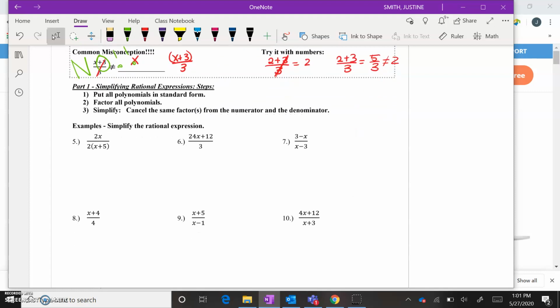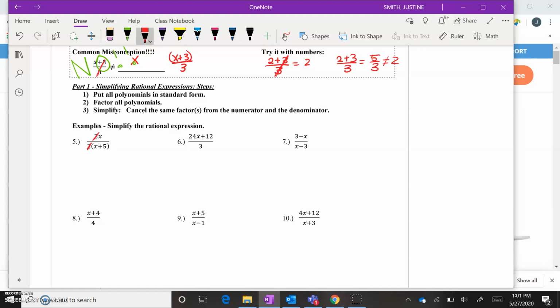Okay, so for part 1 here, the first thing that we're going to do when we're simplifying, you always want to put your polynomials in standard form, and then you're going to factor them if you can. Then you're going to cancel out common factors from the numerator and denominator. So for example, number 5, the only thing that we can factor out here is we can take out a 2 from the top and a 2 from the bottom.